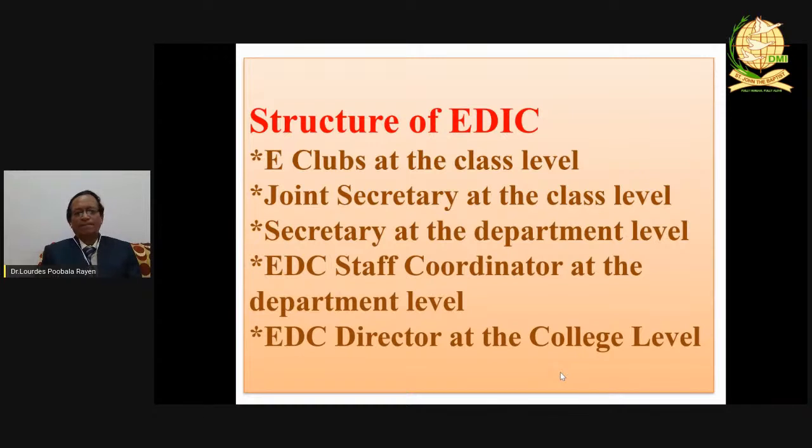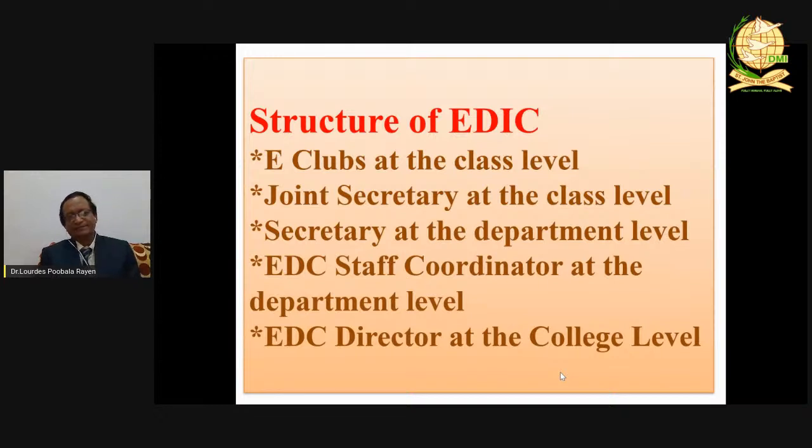For doing all these things, we need a structure. Without an effective structure, it cannot be implemented in any concern, in any institution. Now we'll see how we can create a structure in our institutions to carry out entrepreneurship development activities. In Francis Xavier Engineering College, we have created a structure. In that structure, we have e-clubs. This is the short form of entrepreneurship clubs.